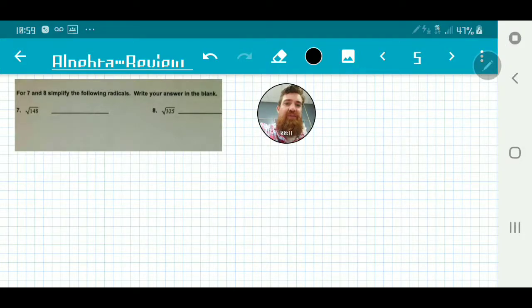On the back, we start off with 7 and 8, and we're trying to simplify these radical numbers. When we do that, we do have technology that does assist us. We can use the calculator, but we also want to know where the values that are coming out of the calculator are coming from.